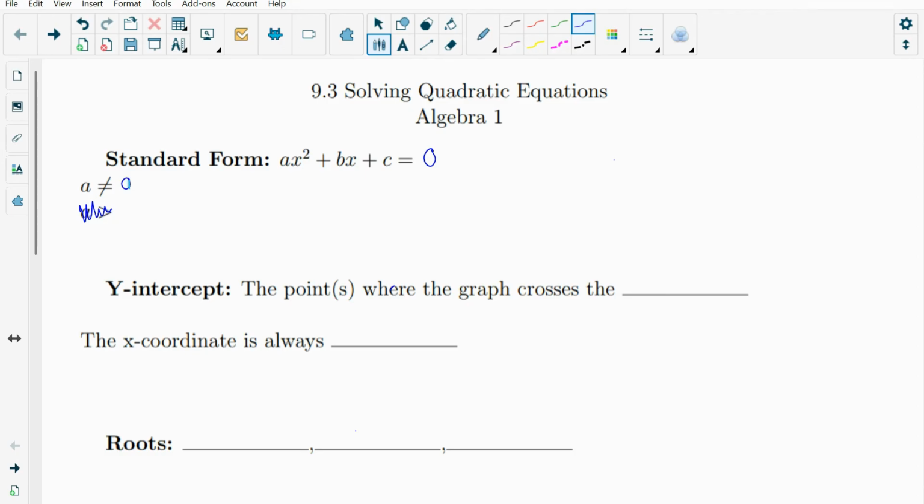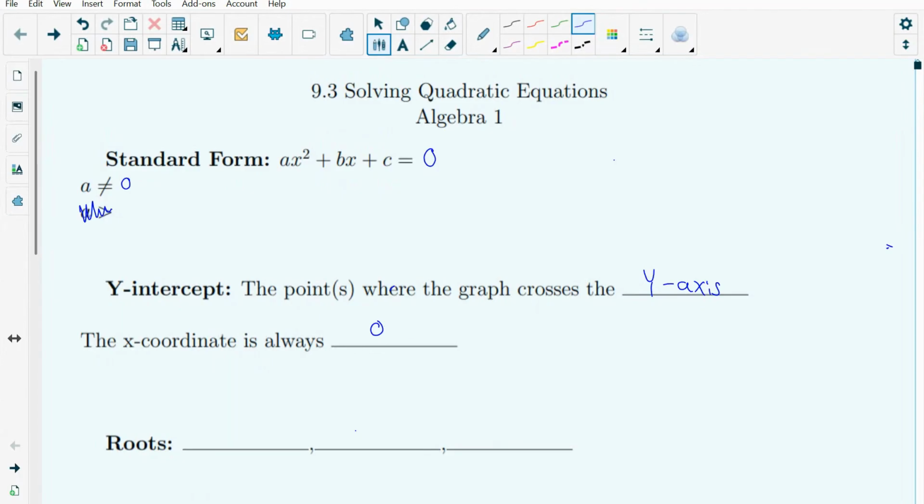The next thing we have to look at here is the y-intercept. Just a reminder, the y-intercept is the point or points where the graph crosses the y-axis. So that means that the x-coordinate must be 0.